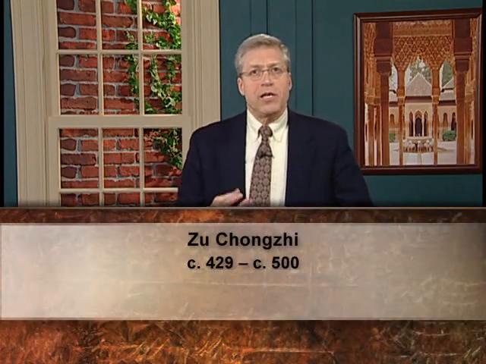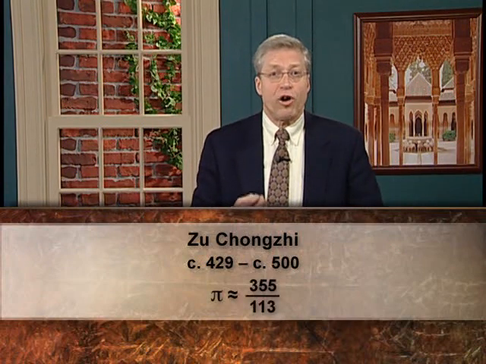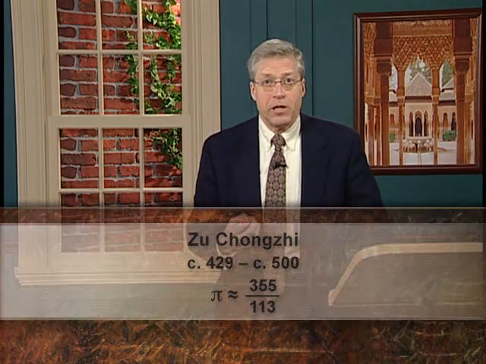Now, I said that Liu Hui came up with a very accurate approximation to pi, 3.14. As most Chinese school children know, the most accurate approximation to pi from this time comes from a mathematician who lived late in the 5th century, Zu Chongzhi, and he came up with a rational approximation to pi of 355 over 113. It's a remarkable accomplishment. We don't know exactly how he achieved it, but he might have been using the same idea that Liu Hui did of taking polygons with progressively more sides.